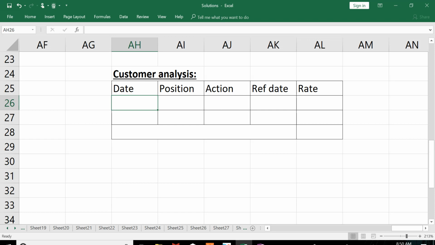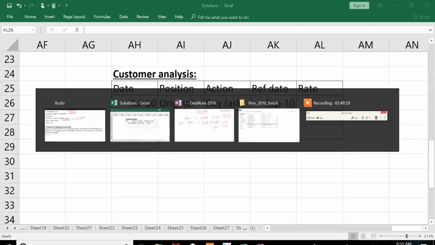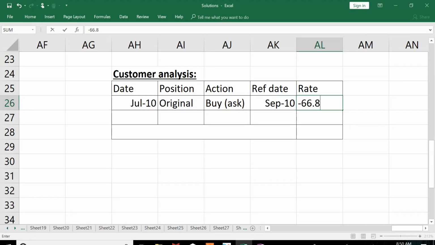What was the date on which the customer came? July 10, original. What action did he take? Buy, in bracket ask. For which date? September 10. At what rate? 66.84.